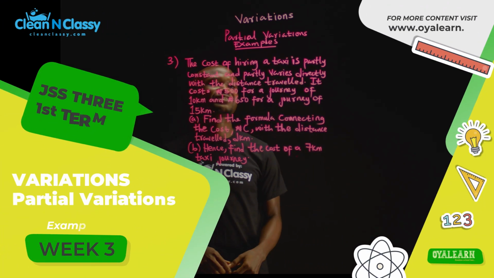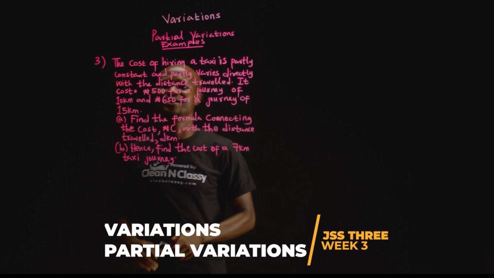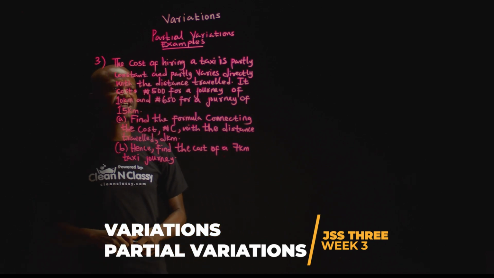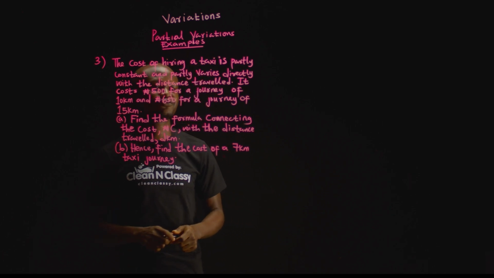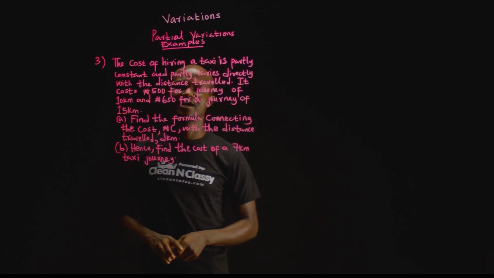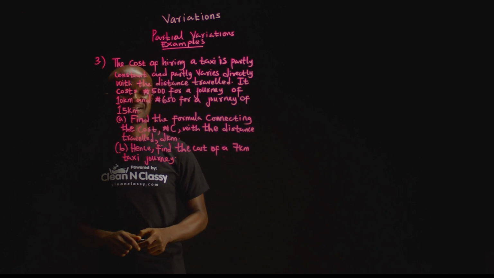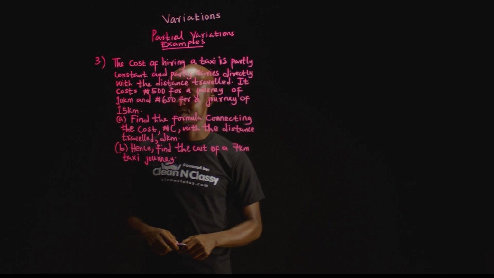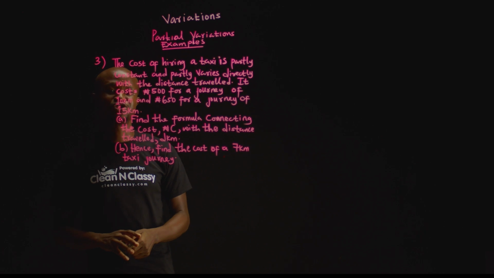The cost of hiring a taxi is partly constant and partly varies directly with the distance traveled. It costs 500 naira for a journey of 10 kilometers and 650 naira for a journey of 15 kilometers. A. Find a formula connecting the cost C with the distance traveled D. B. Hence, find the cost of a 7-kilometer taxi journey.